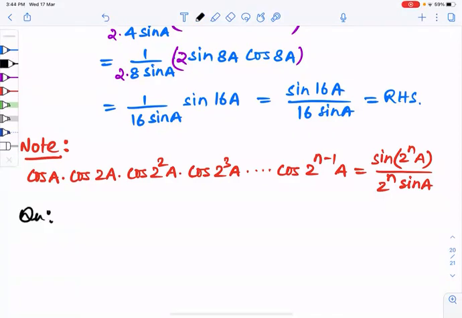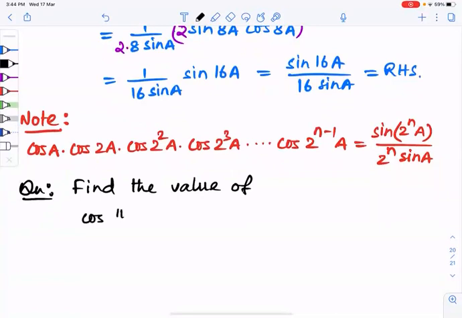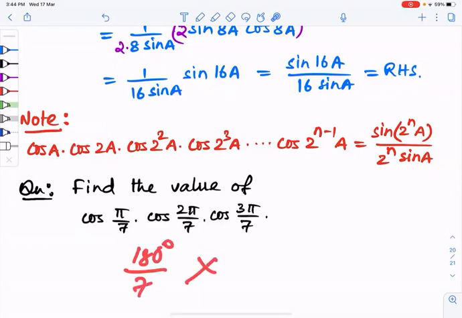Let's take this question. Find the value of cos pi by 7 into cos 2 pi by 7 into cos 3 pi by 7. You have to find the value of this. Pi by 7, pi is 180 degrees, divided by 7. It is not a nice angle, you don't know the value. So what we do is we try to use the previous formula.